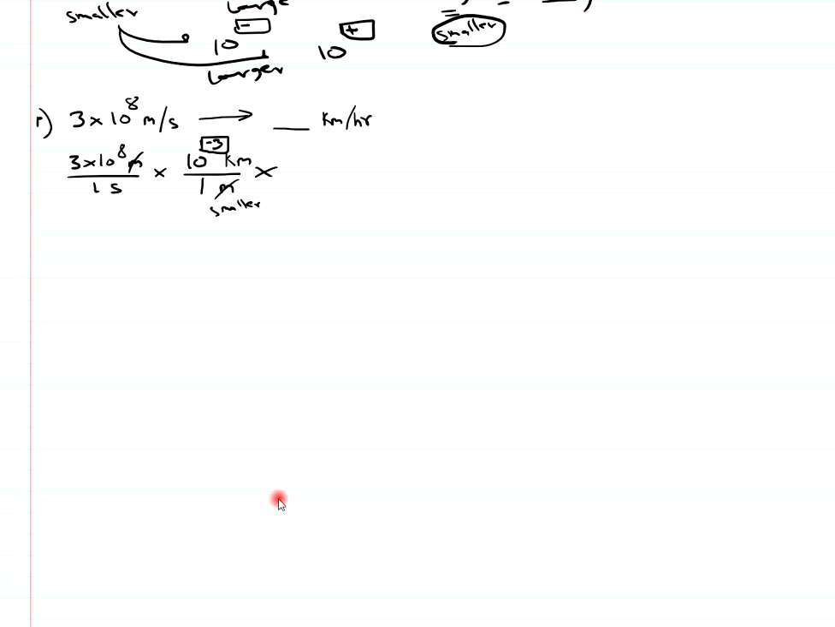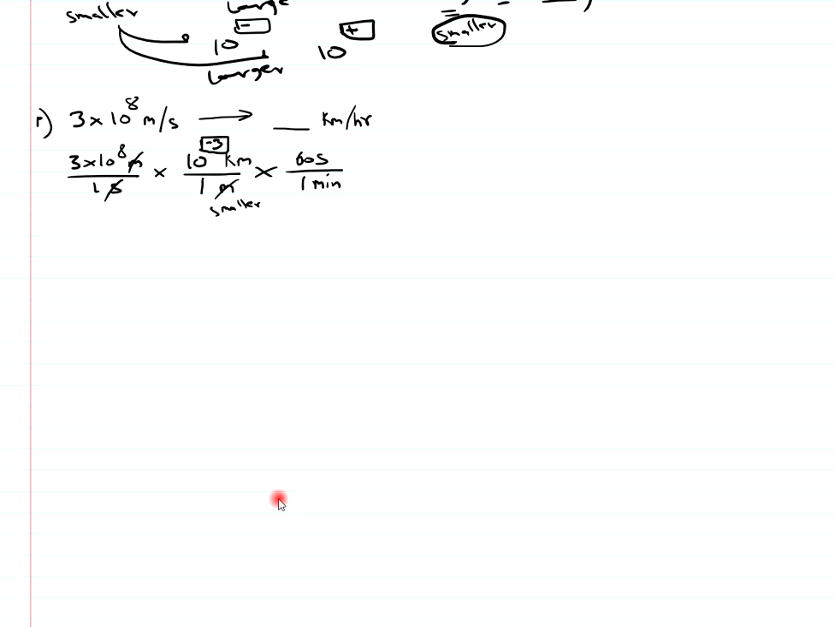The denominator we want to have in hours. So 1 hour is how many seconds? For 1 hour, first let's go to 60 seconds, which will make 1 minute.